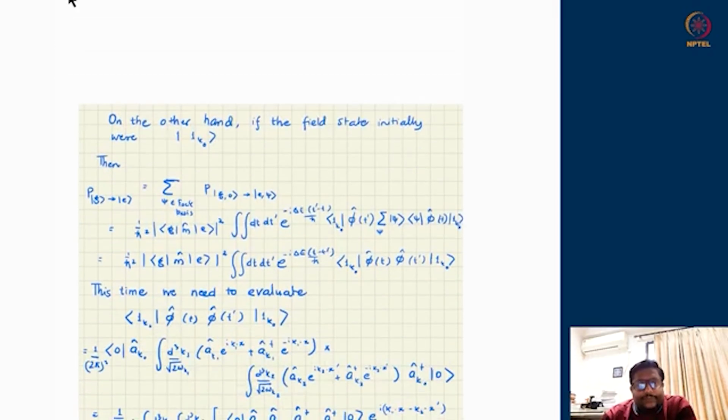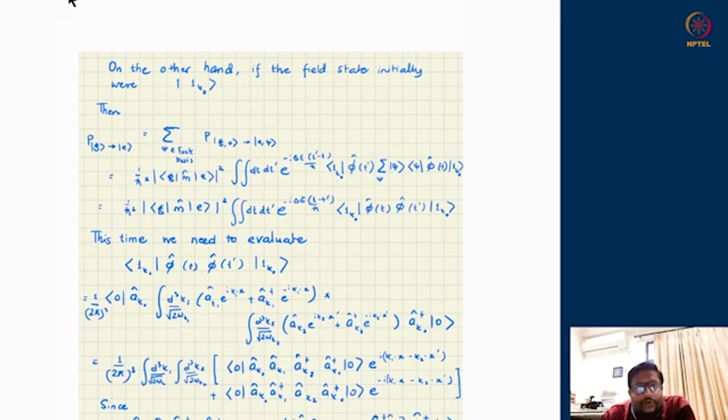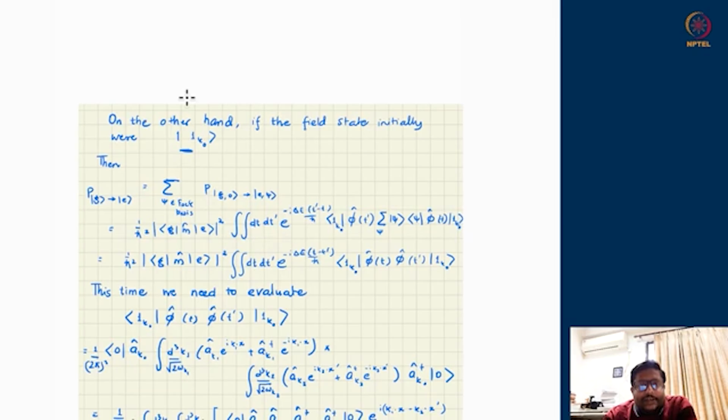On the other hand, if the field's initial state was non-vacuous, for instance, suppose the initial state of the field was a single photon in momentum k naught. So my in state would be replaced by the initial 1k naught. So recall the previous step where we had computed the probability. We had done this thing that initially the state was ground for the atom and vacuum for the field. This time it will become 1k naught for the field.